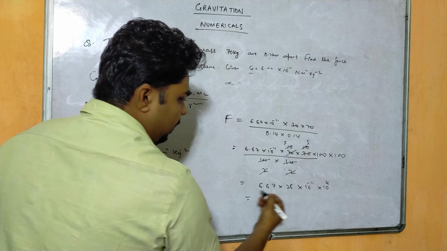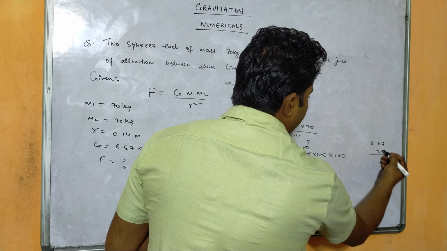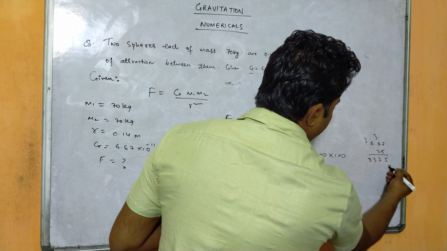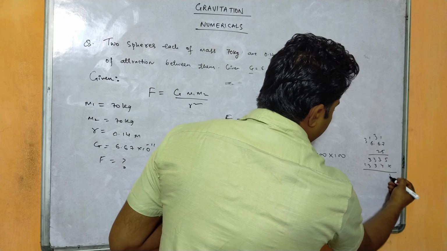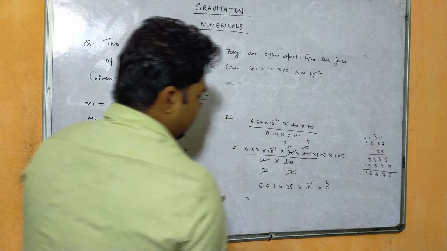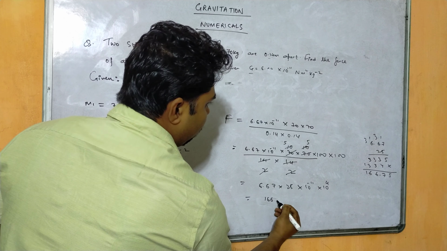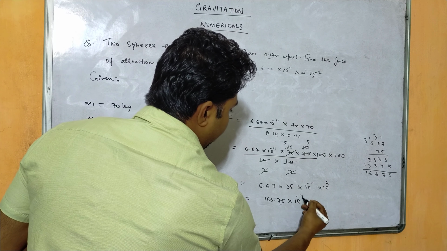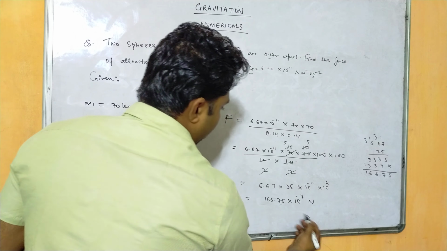So this can be written as, now we will multiply this: 6.67 with 25. The result is 166.75, and into 10 to the power minus 11 plus 4, that is 10 to the power minus 7, that is Newton, okay. So you can leave your answer up to here.